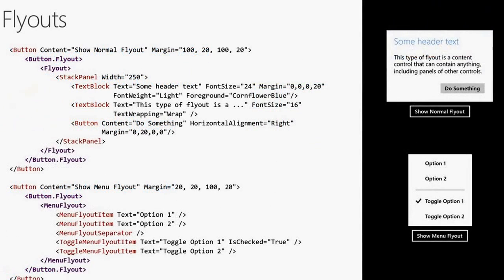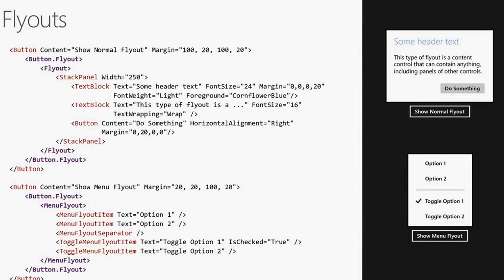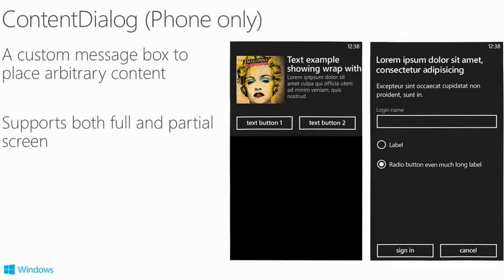So this is the way you might do a context menu. The bottom example there is a button flyout with a menu attached to it. So when the user taps that button, show menu flyout, you get this flyout, the pop-up menu will come up, and the user can toggle one of the options on it.